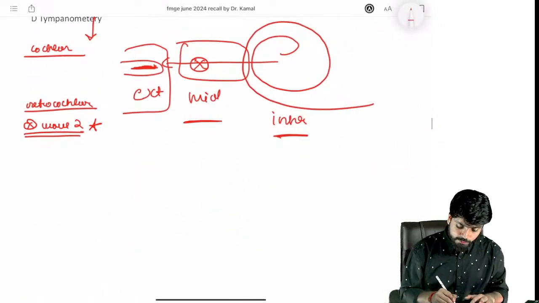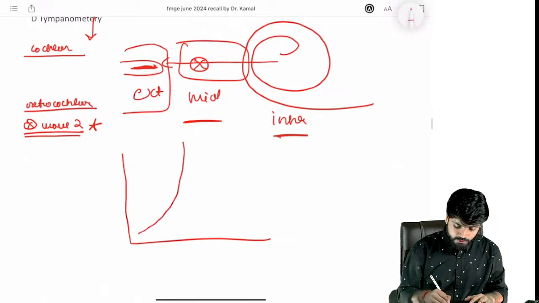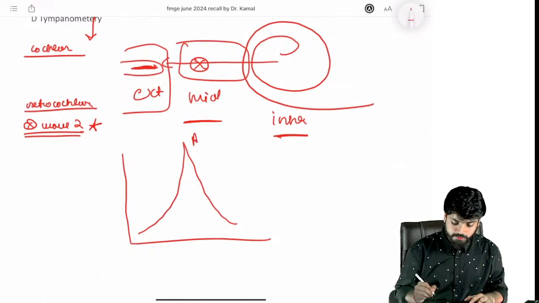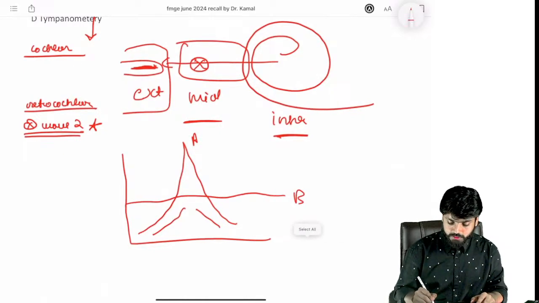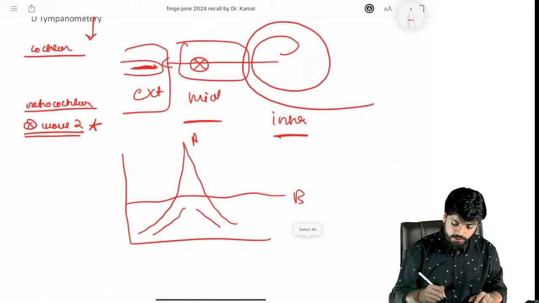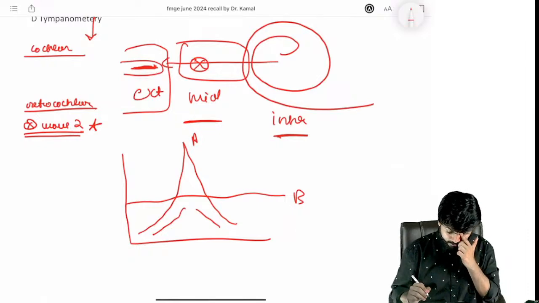Pure tone tympanometry is this. If you remember, this is the tympanometry. Okay, A. Then there is B. These kinds of graphs are there.